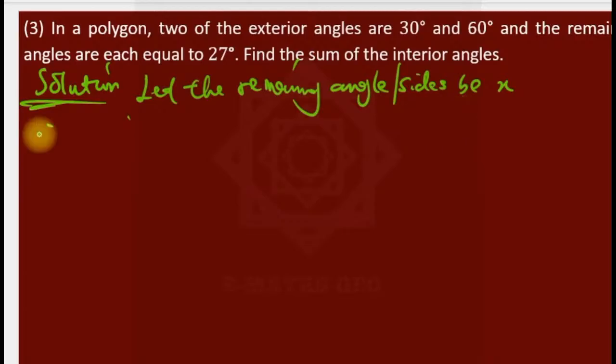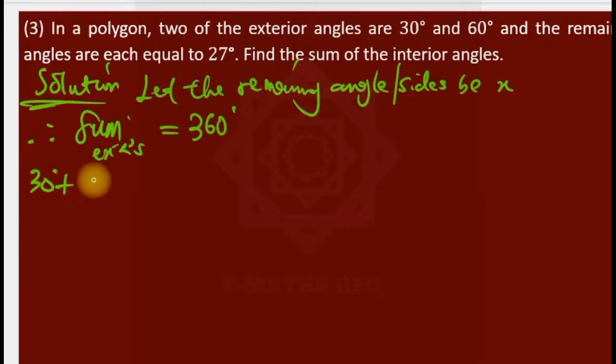Therefore, because we are given exterior angles, we know that the sum of the exterior angles is always 360 degrees. So we have 30 degrees plus 60 degrees plus, they told us that each of the remaining ones is 27. So we now have 27 degrees times x. Yes, since each is 27, we have x of them. So we multiply by x equal to 360. So let's solve for x.